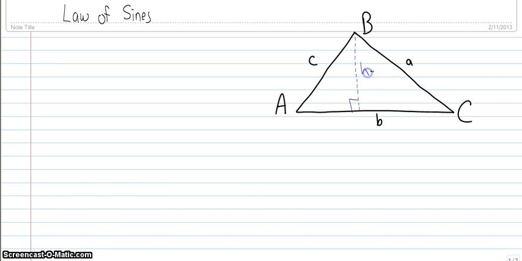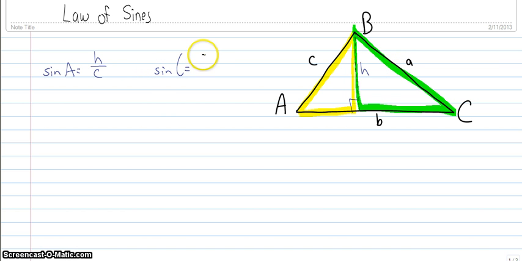I'm going to call that H. And then using this triangle on the left-hand side, I could say that the sine of angle A is equal to the opposite divided by the hypotenuse. And I have another triangle on the right, and on the right hand side, using just that green triangle, I could say that the sine of angle C is equal to opposite over that hypotenuse, so H over A.